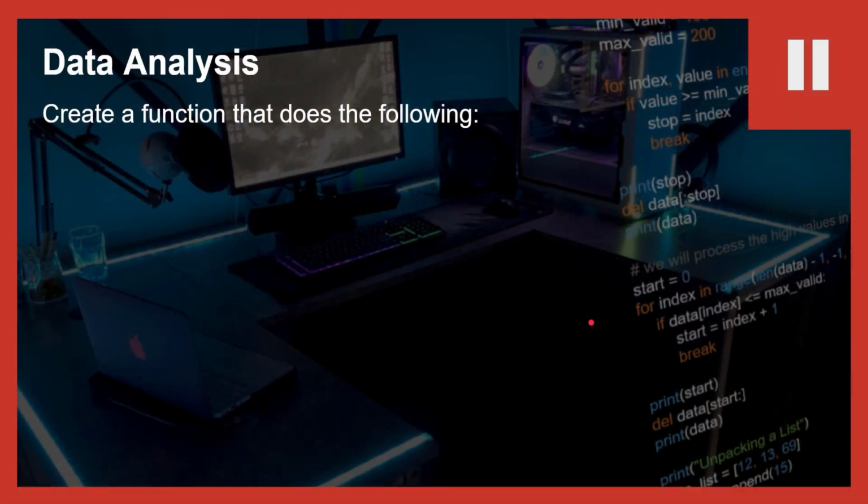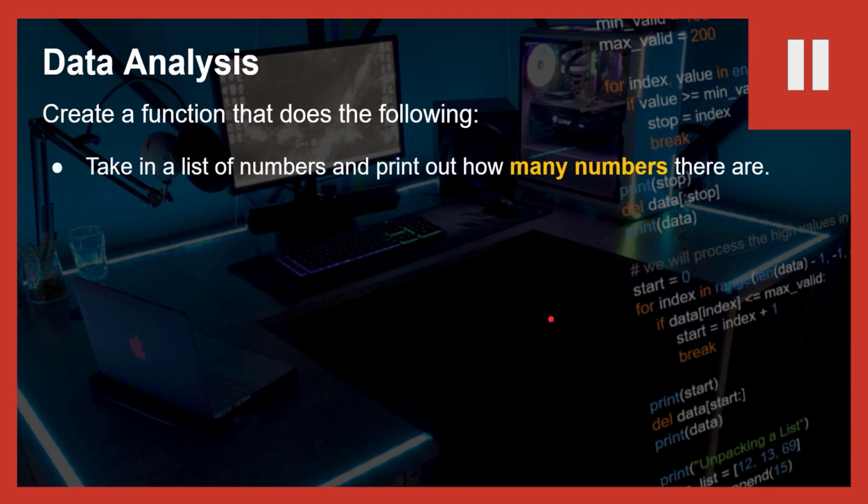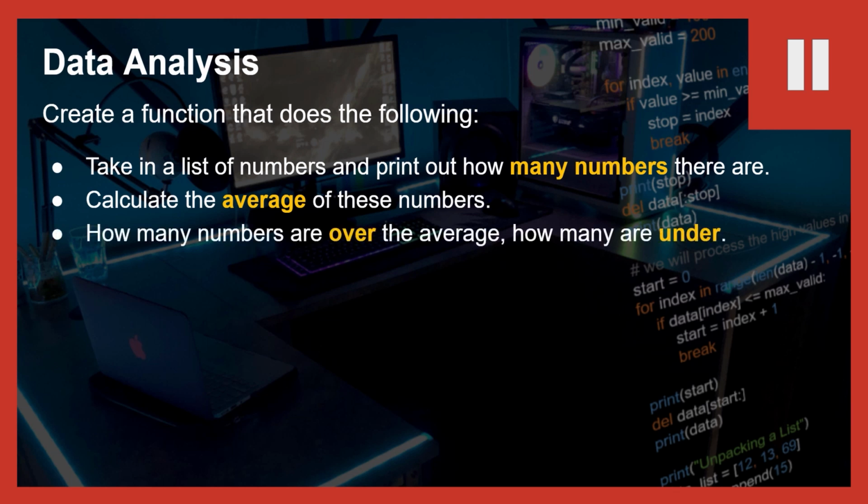Okay, so it's time for some data analysis. I want you to create a function that does the following. First of all, it takes in a list of numbers and prints out how many numbers there are. Next, you need to calculate the average of these numbers. By the way, these numbers are going to be somewhere in the description. It's a huge number of numbers, so I'll probably leave it in a file that you can download. Don't worry, no viruses. It's just a simple text document. Calculate the average of these numbers.